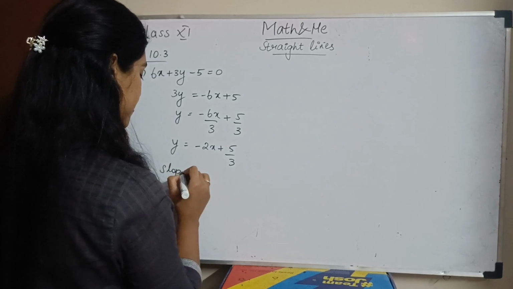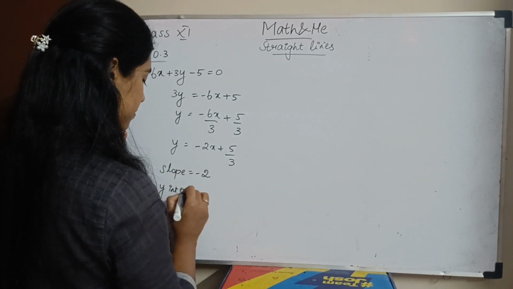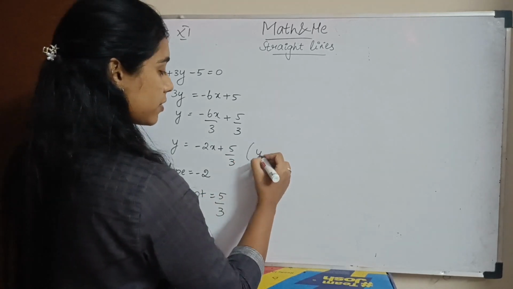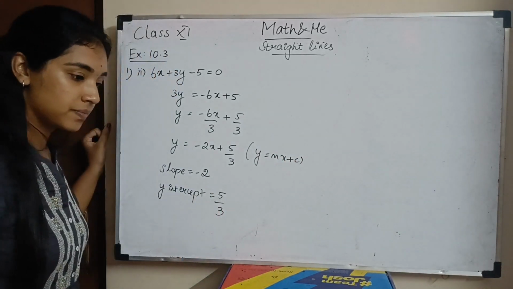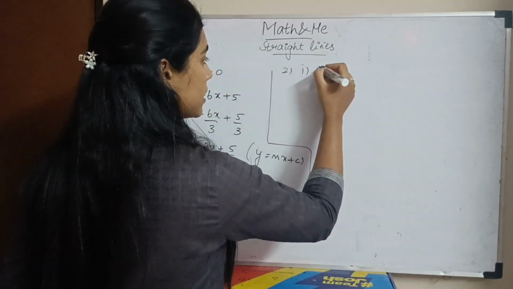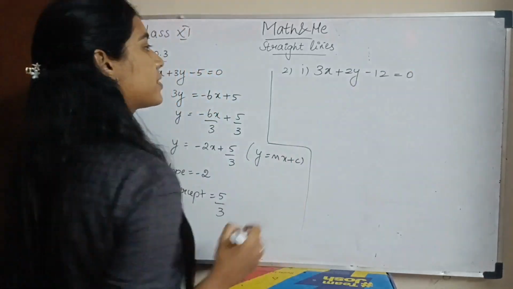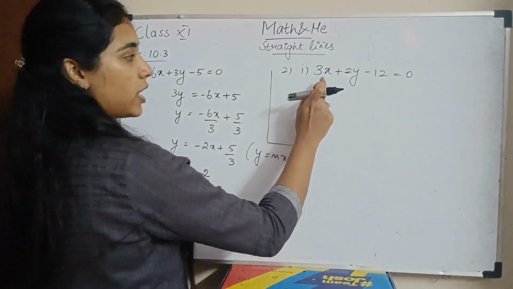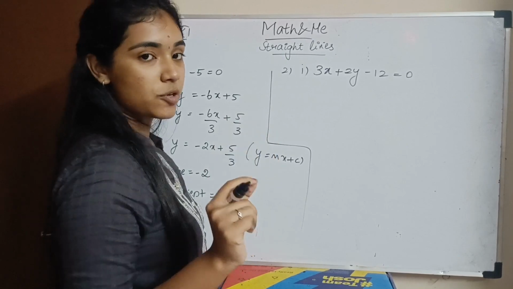So the slope is minus 2 and the y-intercept is 5 by 3, because this is of the form y equals mx plus c. Clear? Second question, first subsection: 3x plus 2y minus 12 equals 0. So this was using the slope-intercept form. Now they want us to reduce using the intercept form and find the intercepts on the axis.